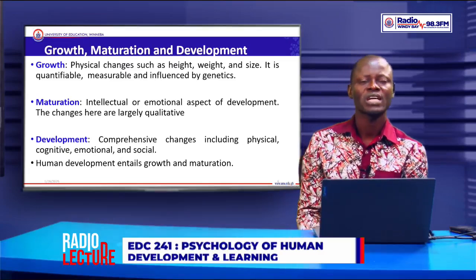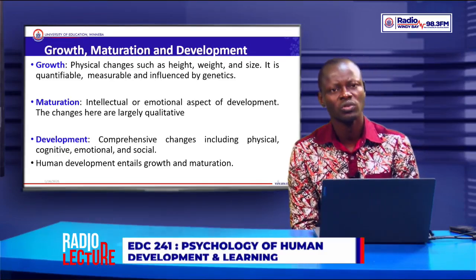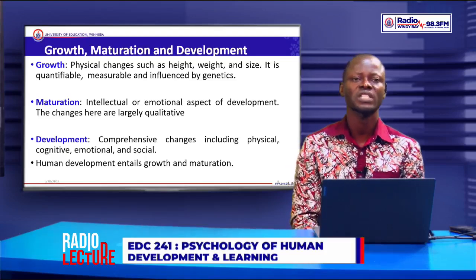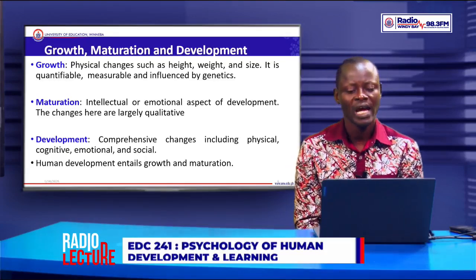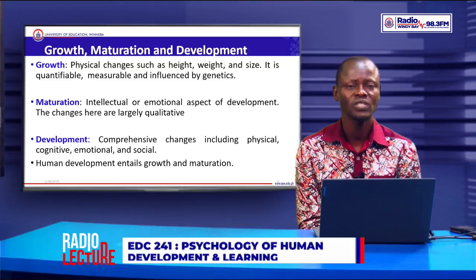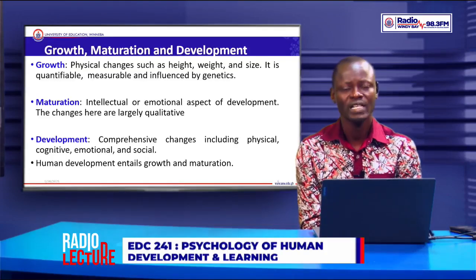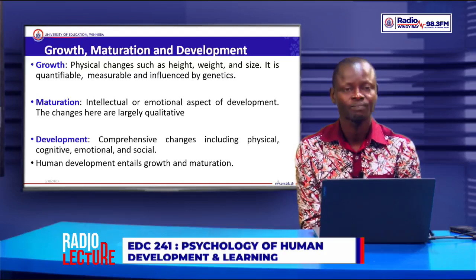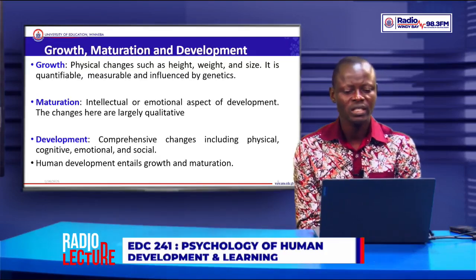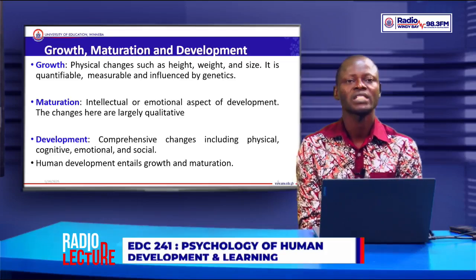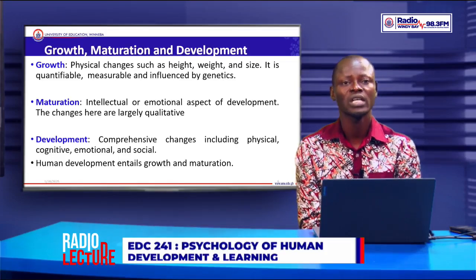Now the key concepts that we also want to take notice of are growth and maturation. Growth simply refers to the physical changes such as height, weight, and body size, and this is quantifiable and measurable, and it is influenced by genetic factors. Then maturation deals with the intellectual or emotional aspect of our development, and the changes are largely qualitative in nature.